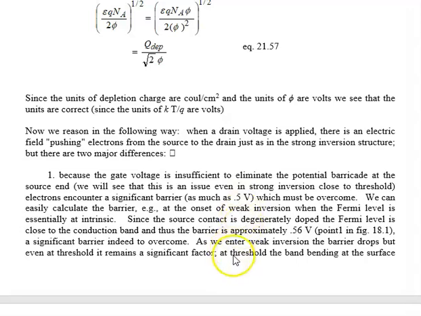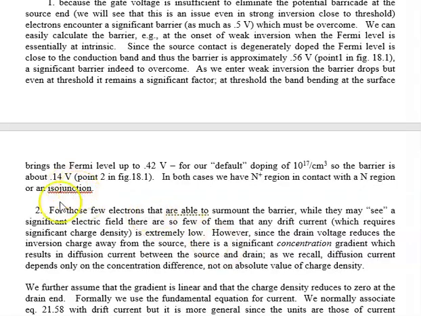Now that will drop as VG increases till we get to threshold. The barrier doesn't go away. It becomes, and we'll see this later on, and we've already hinted at it in the previous session, a barrier of about 0.14 volts, which is still significant. But certainly in weak inversion, we have a significant barrier. So not too many electrons are able to overcome that barrier. So that's one big deal.